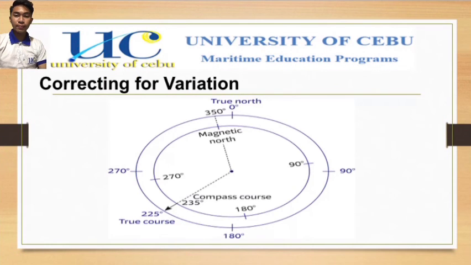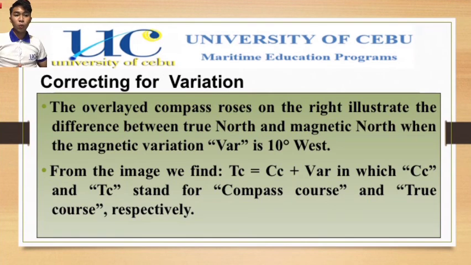Thank you, co-cadet. So next, I will be discussing correcting for variation. The overlaid compass roses on the right illustrate the difference between true north and magnetic north, when the magnetic variation, or VAR, is 10 degrees west. From the image we find TC, the true course, is equal to CC, the compass course, plus the variation, in which CC and TC stand for compass course and true course, respectively.